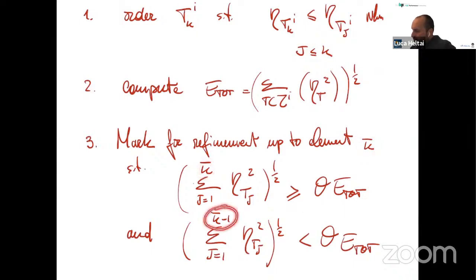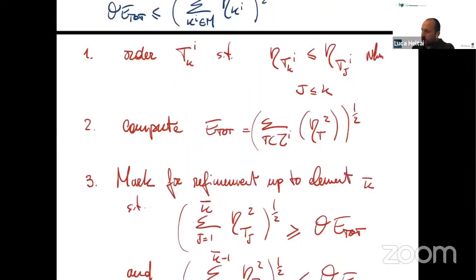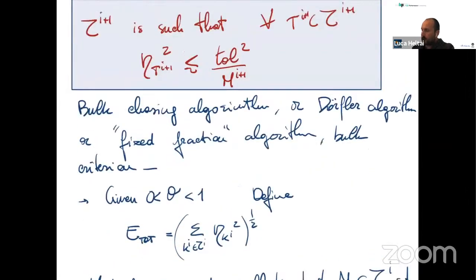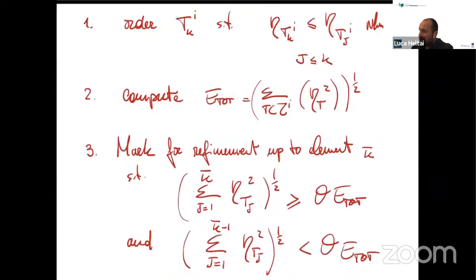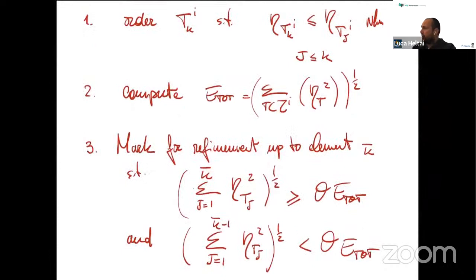So if I take k star minus 1, I get that this is actually smaller than theta E tot for a given theta. And theta is a number which is between 0 and 1. Typically, theta is around 0.3, 0.1, 0.2, according to the type of problems that you have. This actually works. Okay, and this is called fixed fraction algorithm or bulk chasing algorithm or bulk criterion, and it allows you to select for refinement just the elements which are contributing the most to the error. Does that make sense?